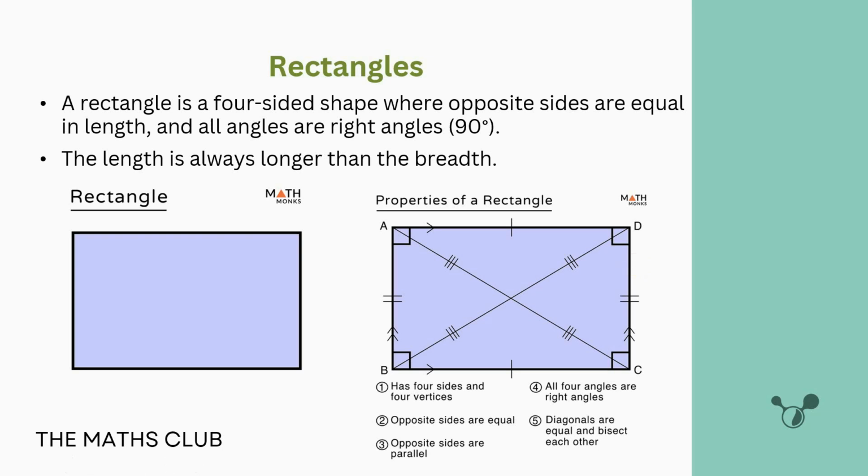Fourth is all 4 angles are right angles. You can see at this corner, this is a right angle, this is a right angle, this is a right angle, this is a right angle.